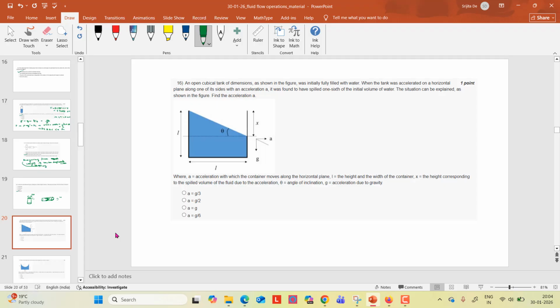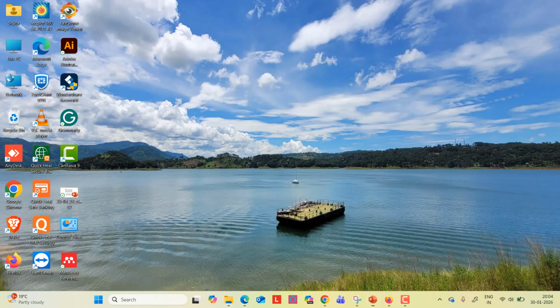Find the acceleration a, where a is the acceleration with which the container moves along the horizontal plane, L the height and width of the container, x the height corresponding to the spilled volume of the fluid due to the acceleration, theta is the angle of inclination, g is the acceleration due to gravity. So what will be the answer?